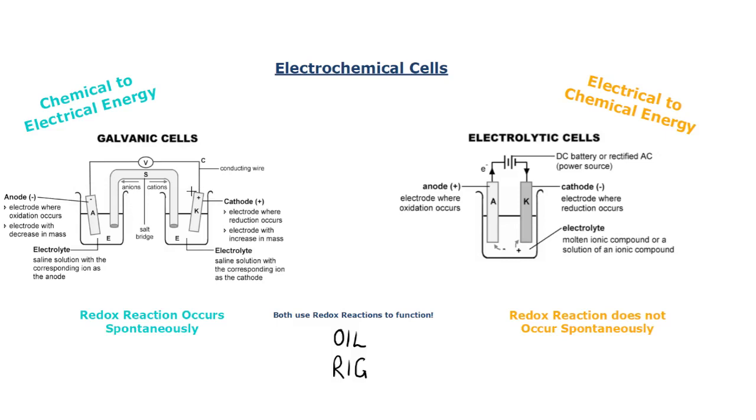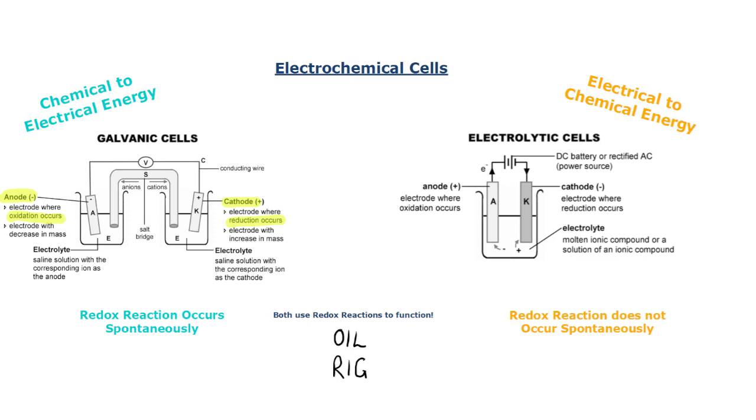I'd like to get into a few important things that I want to point out. An electrode where oxidation occurs is always called the anode. This is true for all electrochemical cells. And the cathode is where we have reduction taking place. Now let's have a look at electrolytic cells: we don't have two beakers, but we have one beaker.